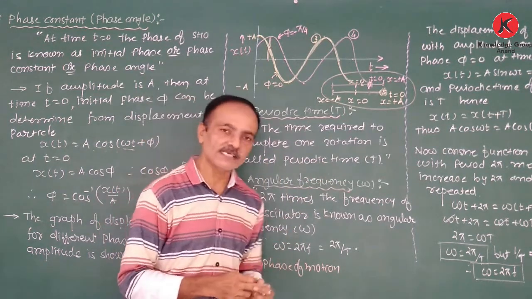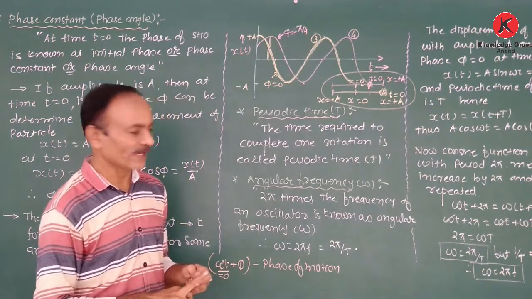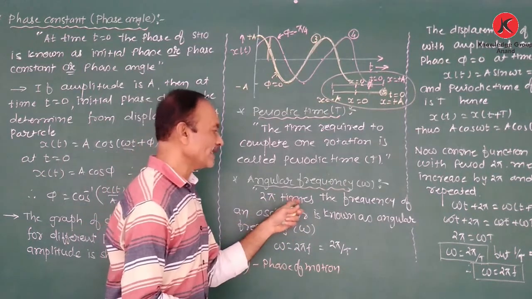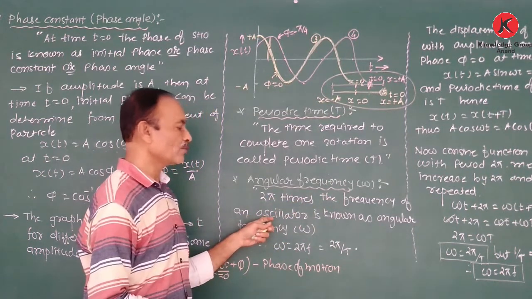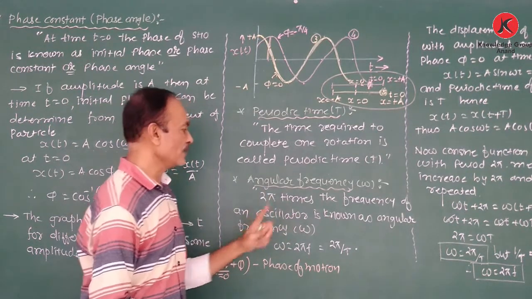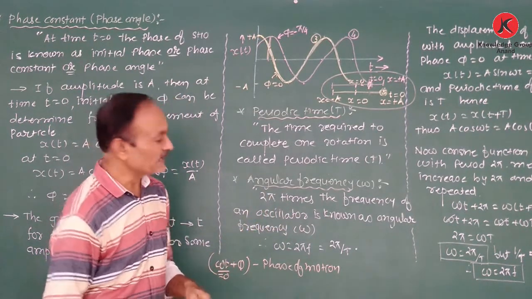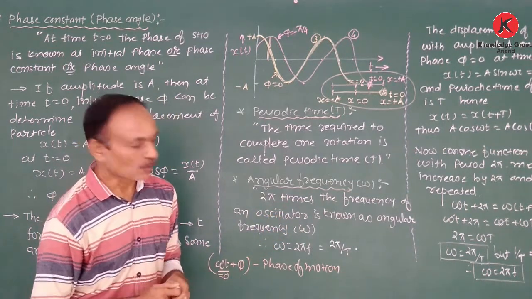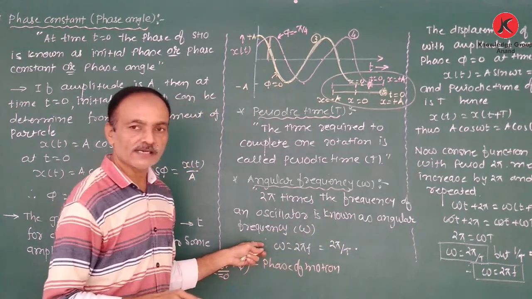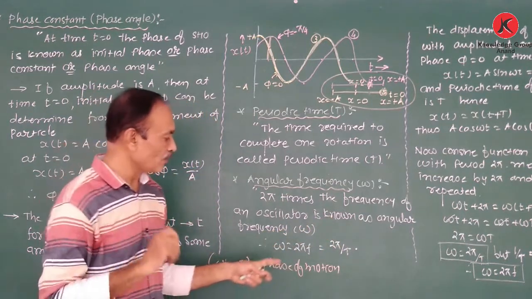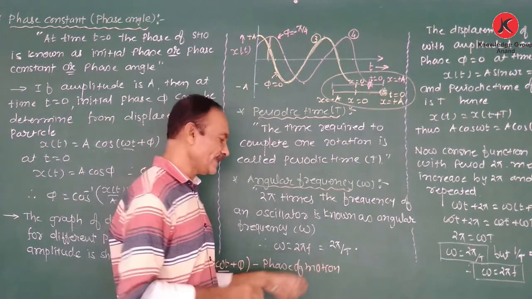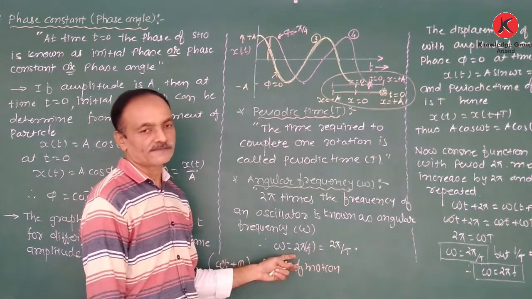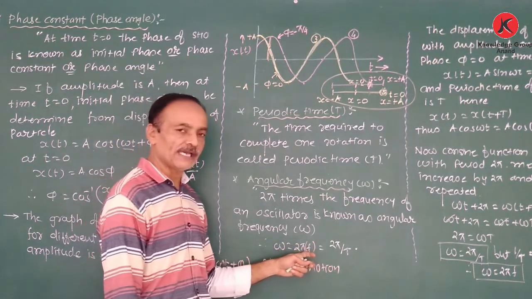On the basis of frequency, what is the angular frequency omega? 2 pi times the frequency of an oscillator is known as angular frequency. That means if the frequency of the oscillator is multiplied by 2 pi, whatever quantity is obtained is the angular frequency. That is denoted by omega. Therefore, omega is equal to 2 pi f. Here, f is the frequency of oscillation and 2 pi is the multiplier.